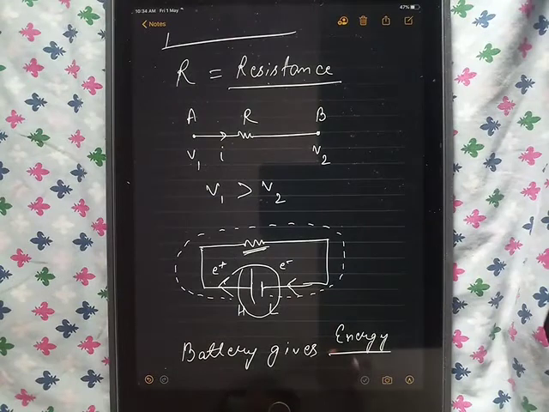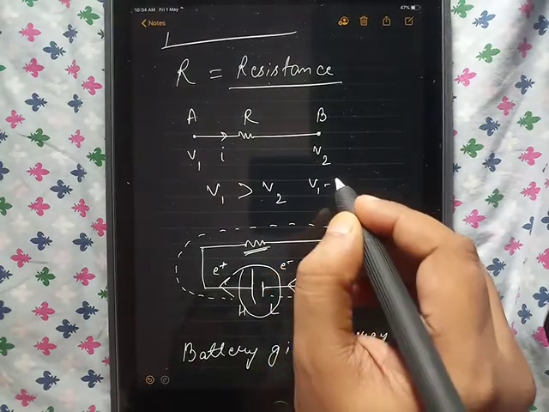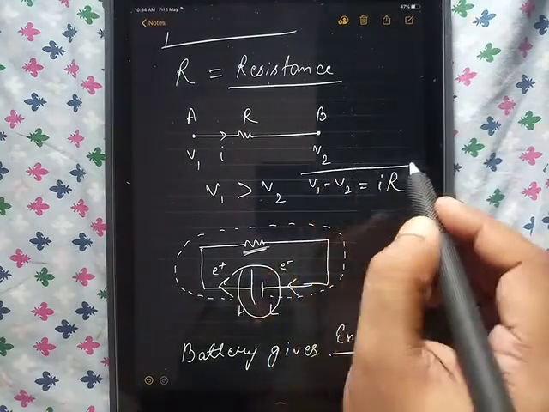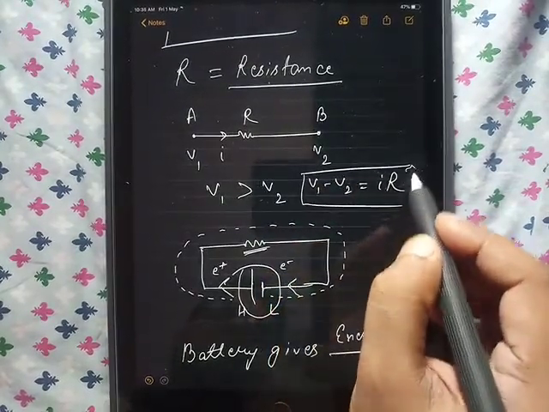Now coming back to Ohm's law. Here, since current flows from A to B, V1 will be at higher potential and V2 will be at lower potential. Potential difference V1 minus V2 equals IR. This is the basic form of Ohm's law.